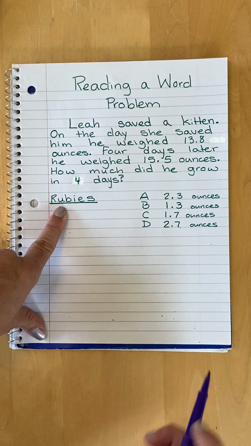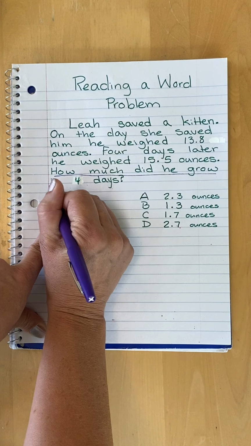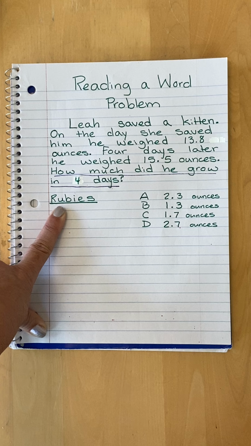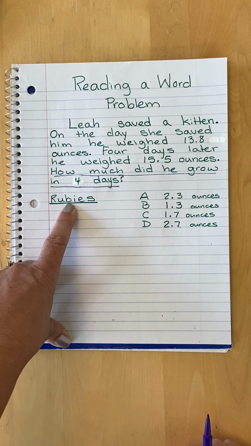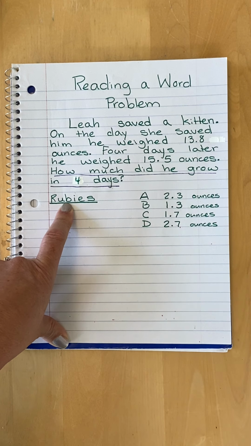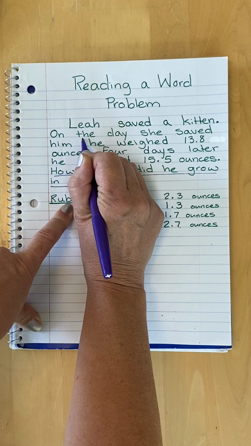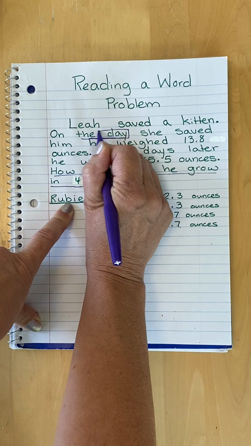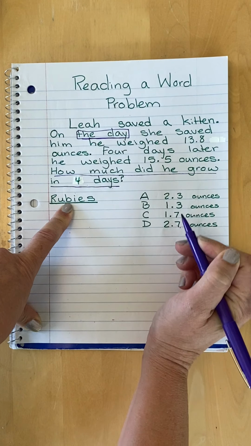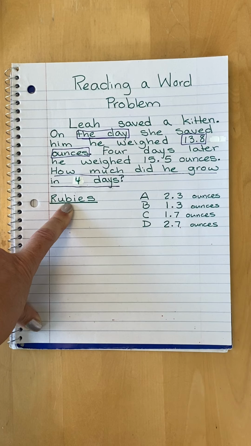The second part of our strategy is go ahead and underline your question. So there, that separates my question from my first part of my problem. Then we need to box the important information. Part of boxing your information is going to be taking notes and pulling it out of the problem. So we have here on that day, that's important, he weighed 13 and 8/10 ounces. The label is important because we don't know if he's going to change into pounds.